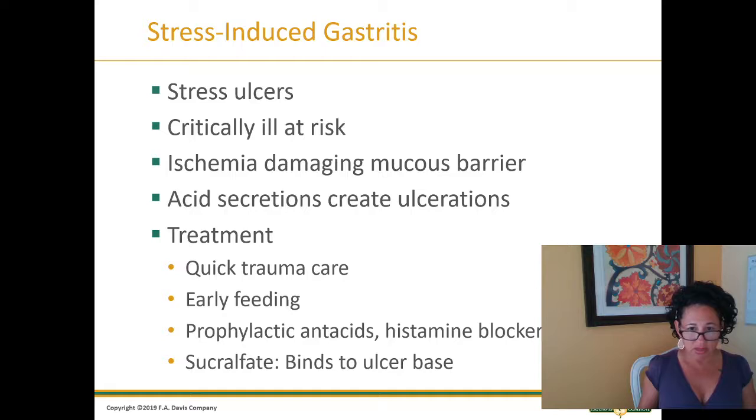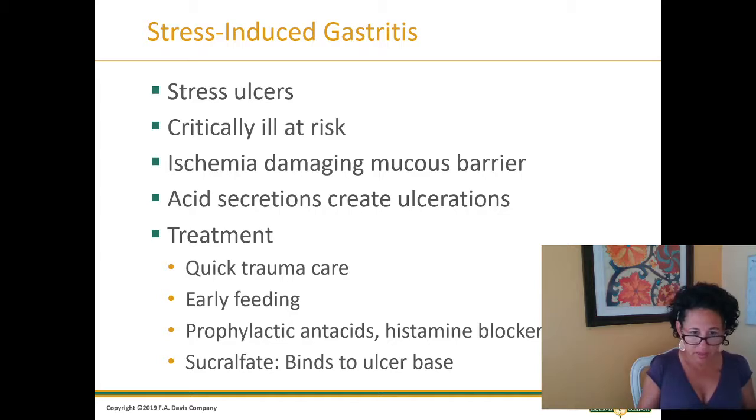Ischemia, damaging mucus barrier. Acid secretions create ulceration. So you can feel that. Like, oh my God, I feel like a burning hole in my stomach. That can be an ulcer. That can be exacerbated by stress if you already have those other risk factors, like you're obese, you eat poorly, you drink and smoke, those types of things, and then you have a lot of stress, right? That's why they tell you, then it can affect you physiologically.